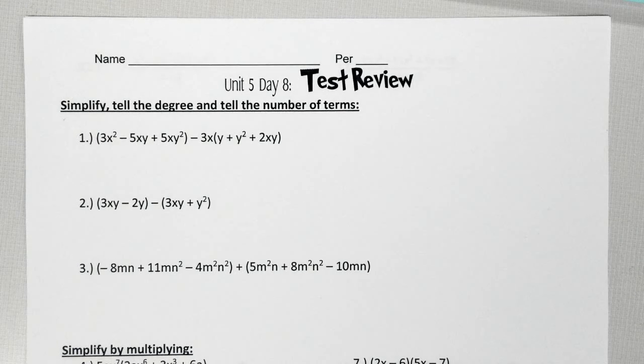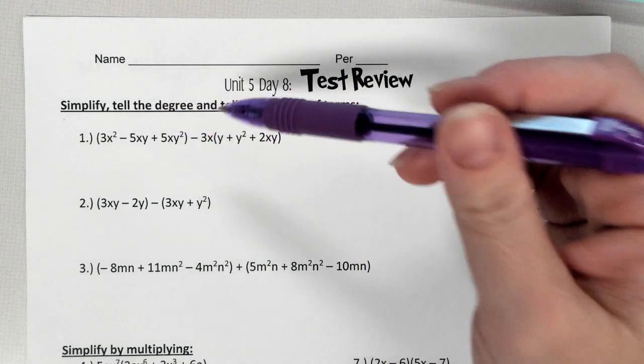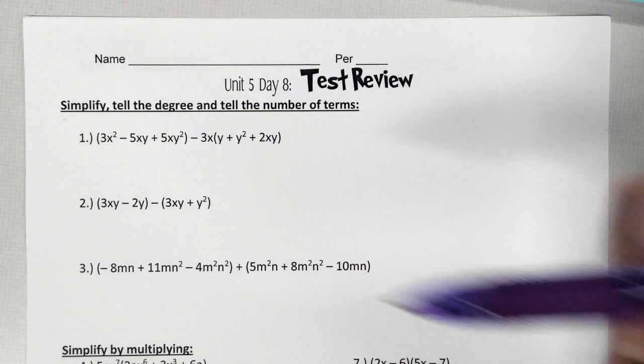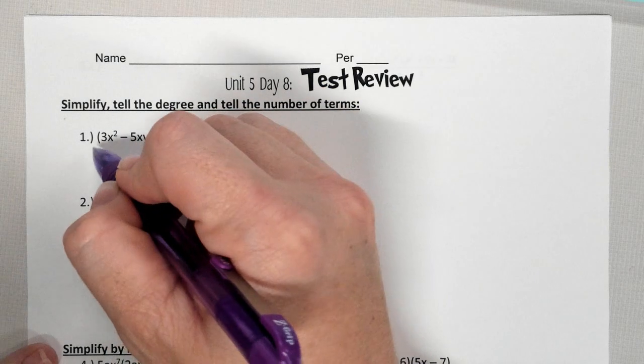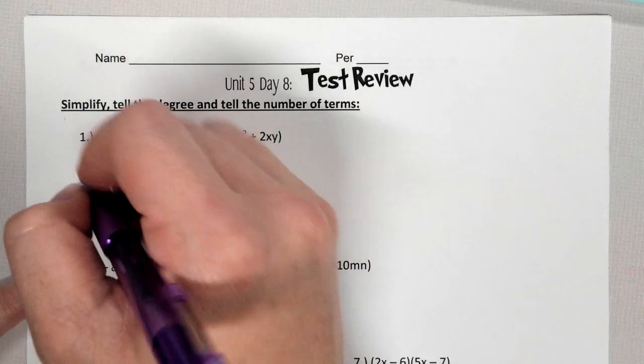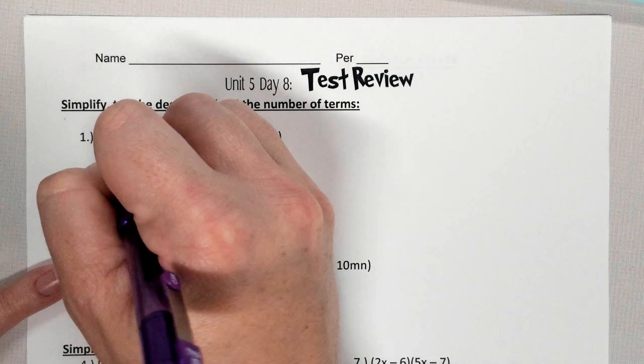Okay, Unit 5 test review. So it says simplify, tell the degree, and tell the number of terms. So first we're going to simplify. There's nothing in front of this set of parentheses, so I don't need this set of parentheses. So I'm just going to rewrite it.